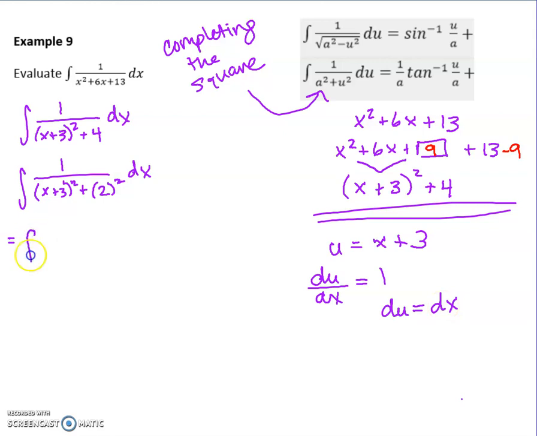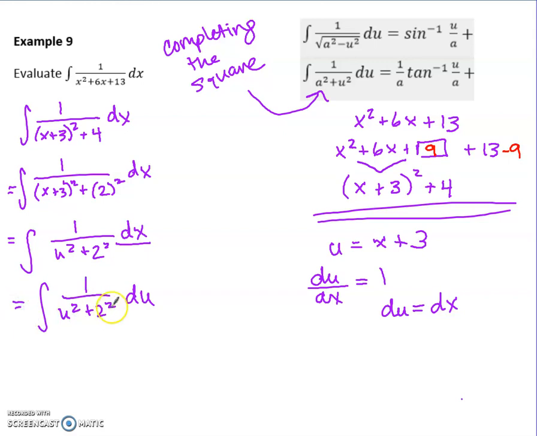So that's going to make it very easy to plug in. So let's rewrite with u's. So I've got 1 over u squared plus 2 squared dx. Again, this is the only part I need to replace, which is perfect because that's a du. Everybody's in terms of u, and I'm ready to do the integral. So the integral is just 1 over a. Remember, a is the square root of your constant, so in this case 2. So 1/2 tan inverse of u, which is my function, which in this case, again, is x plus 3, over 2 plus c.